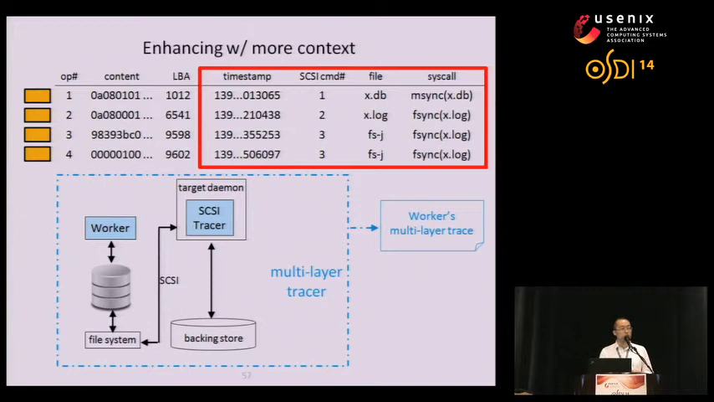For example, each database file usually has a well-defined functionality, such as undo or redo log. So by correlating the block operations with the file, we can infer the semantics of the database at the fault time. How we actually implement the tracer is a little time consuming to explain, so I'm not going to get into details here.